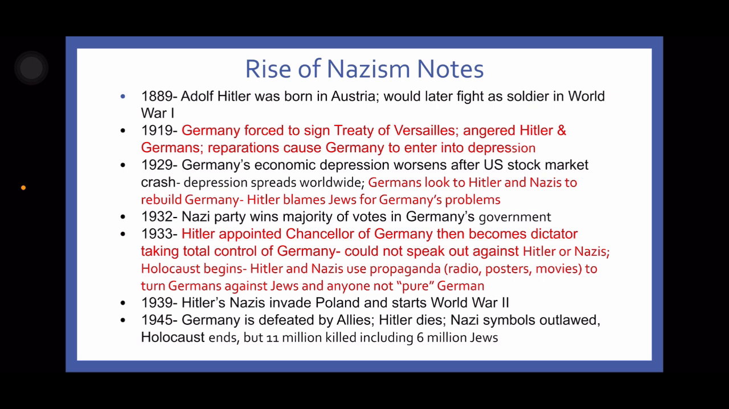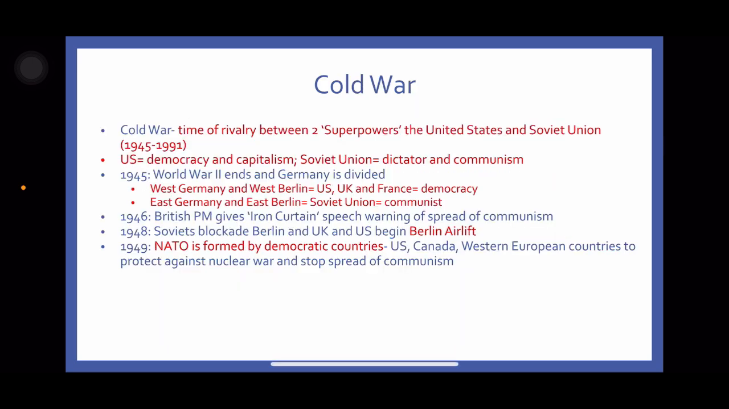All right. Next, the Cold War. Now, this is the part that you guys weren't here for, but you should have known. The Cold War was a battle between two superpowers, the United States and the Soviet Union. It wasn't an actual battle, but it was more of a let's see who can be the big dog. So the United States wanted democracy and capitalism. The Soviet Union wanted dictatorship and communism.